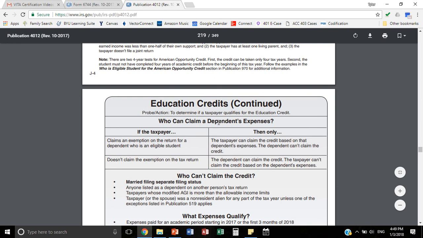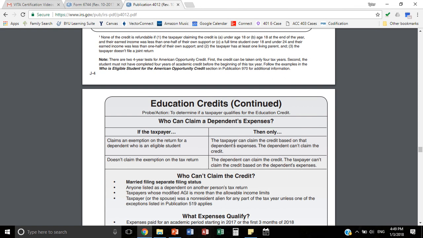So who can claim a dependent's expenses? It says if the taxpayer claims an exemption on the return for a dependent who is an eligible student, then the taxpayer can claim the credit based on that dependent's expenses. The dependent can't claim the credit. So if Darcy does claim Chris as a dependent on her tax return, then she can claim Chris's expenses, even though she did not pay them, because they were for his education. She can claim the credit, but Chris cannot claim the credit.